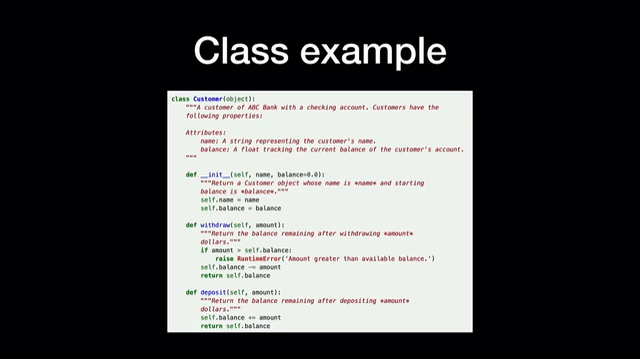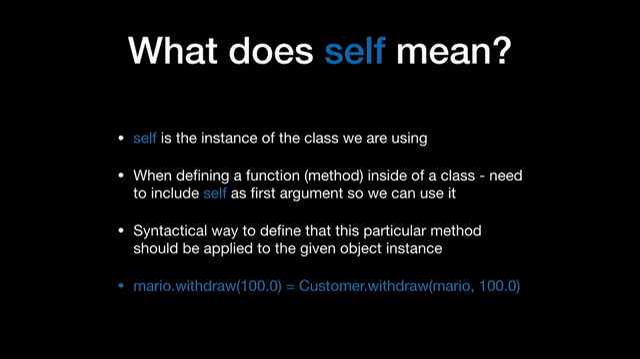So here's the class again. Now, what does self actually mean? Self is essentially the instance of the class that we are using. When you're defining a function, which is called a method, inside of a class, you need to include self as the first argument so that we can actually use all of the attributes and methods attached to that instance of the class. So self is a syntactical way of saying, I get to modify and read all of the data attached to the instance of this class.